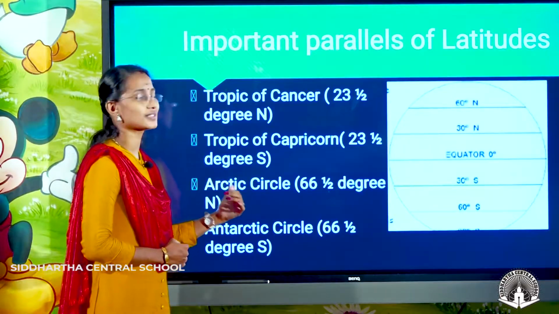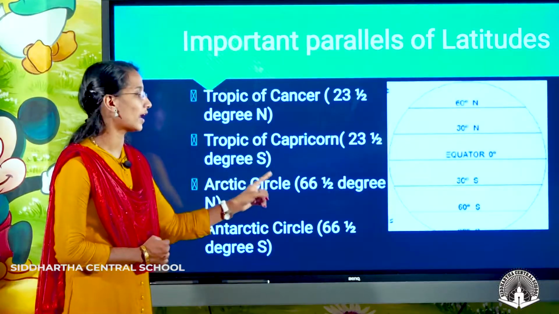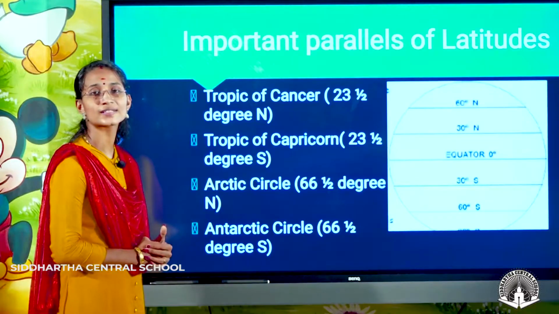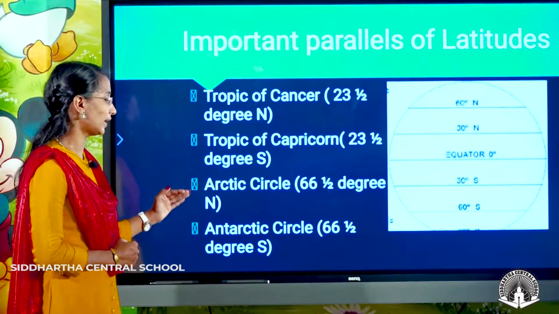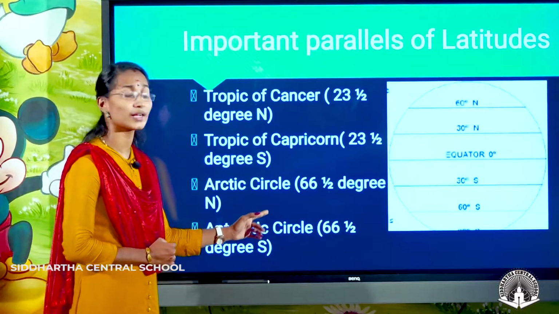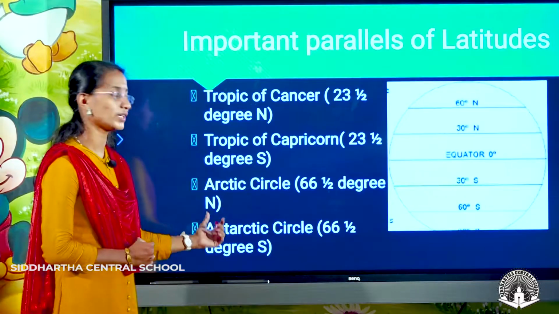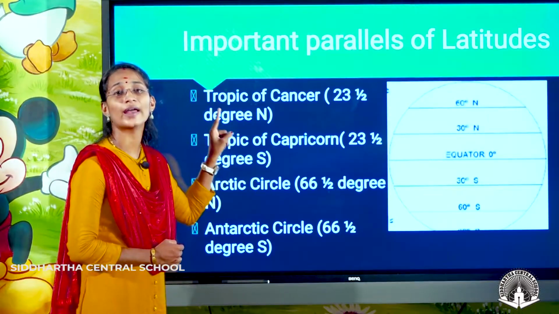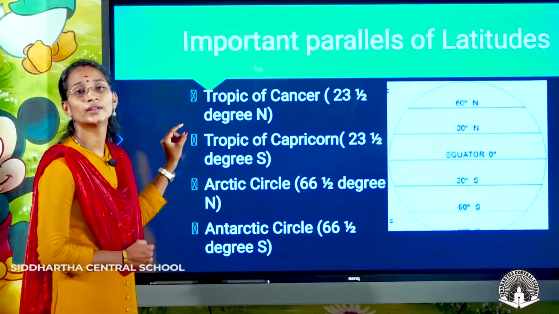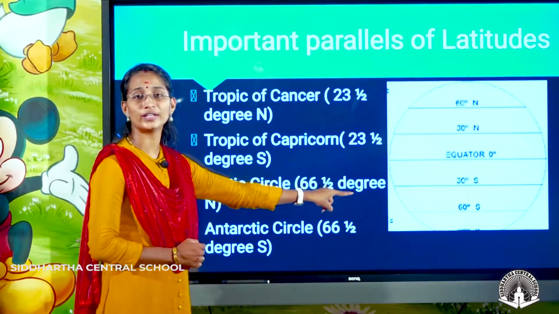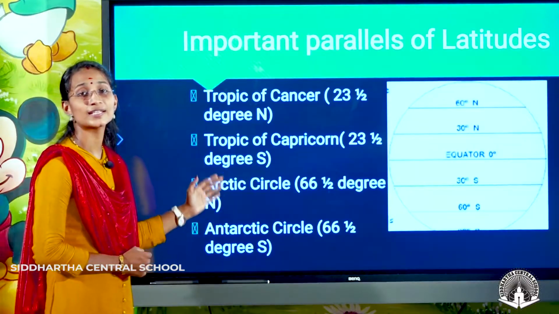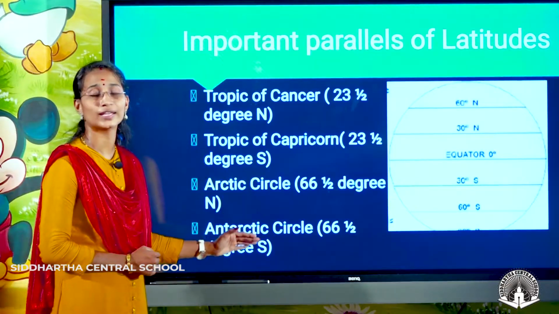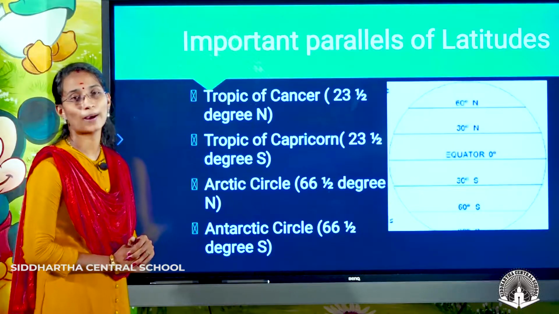And the next one is Arctic Circle. It represents 66.5 degree north. The line which goes through 66.5 degree north is known as Arctic Circle, and the line which goes through 66.5 degree south is known as Antarctic Circle. So we said the Tropic of Cancer represents 23.5 degree north, the Tropic of Capricorn 23.5 degree south, the Arctic Circle 66.5 degree north, and the Antarctic Circle 66.5 degree south. So these four are the important parallels of latitude.